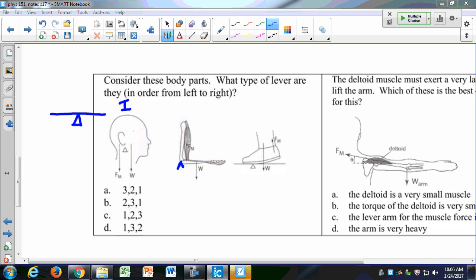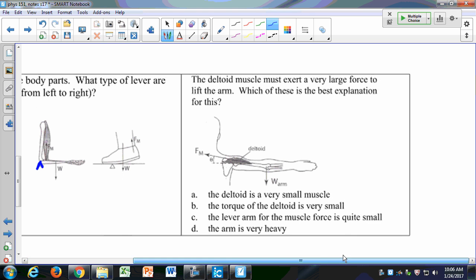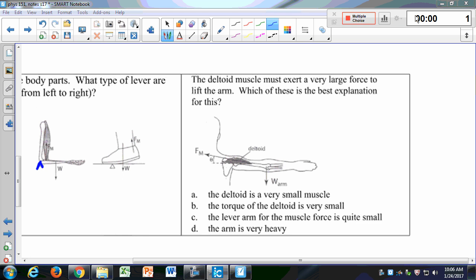And then this one is a second class lever. Again, the axis of rotation is here, but my effort force is less than my resistance force because of the way they're situated. Okay? Be able to identify the different types of levers in the human body and as they're situated there. Now let's try this next one. The deltoid muscle, you know, it's like right here, it exerts a very large force to lift the arm like this. Which of these is the best explanation?